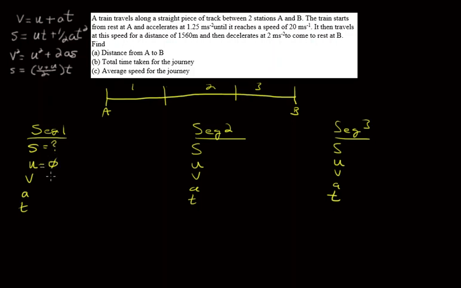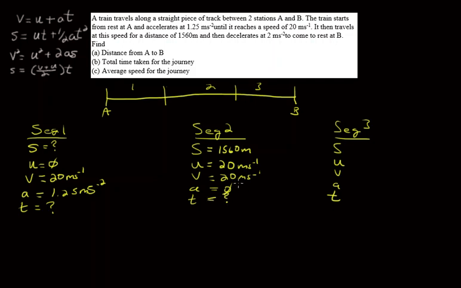Initial velocity was 0. Final velocity was 20 meters per second. And the acceleration was 1.25 meters per second squared. And we don't know how much time it took. In the second one, we know the distance is 1,560 meters. Its initial velocity is 20 meters per second. Final velocity was 20 meters per second. And that tells us that acceleration was 0, right? And again, we have no idea of the time.